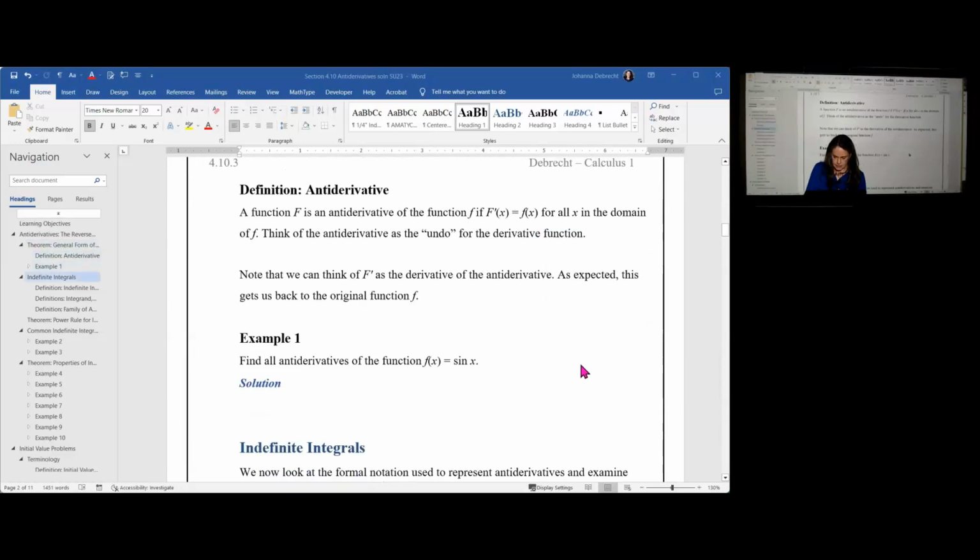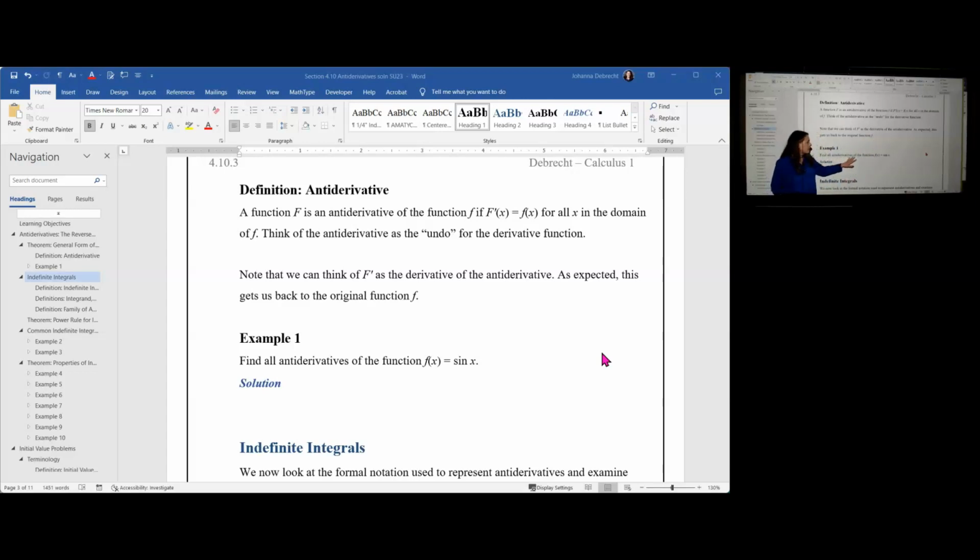Let's define a little bit more formally the antiderivative. A function uppercase F is an antiderivative for lowercase f if the derivative of the antiderivative is the function. That's right, we can think of F prime, uppercase F, as the derivative of the antiderivative. As in most operations that undo each other, if you take the antiderivative and then take the derivative of it, you get back to the original, which is our lowercase function f.